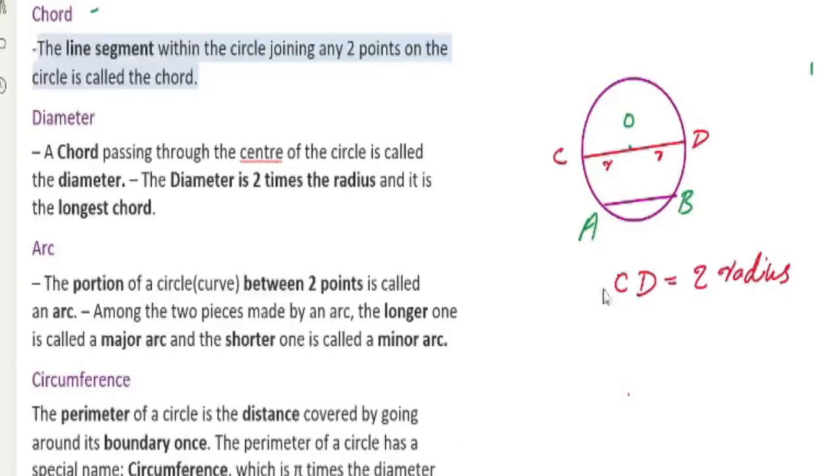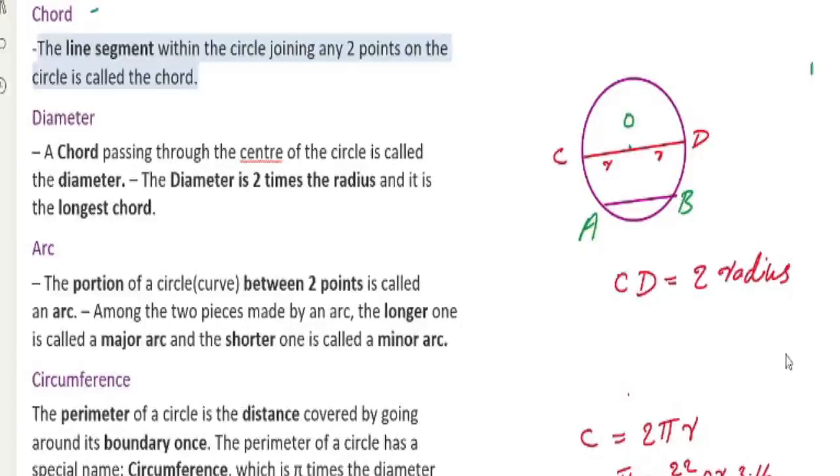Here you can write circumference of a circle, C equal to 2 into pi into r. Here r means radius. And you know the value of pi. Pi equal to 22 by 7 or 3.14. So we can find the perimeter by using the formula. Perimeter is equal to 2 into pi into r.